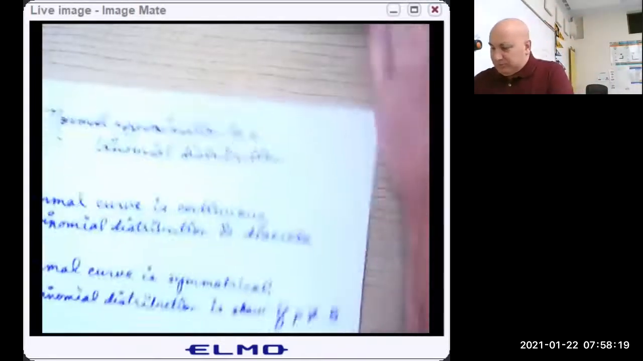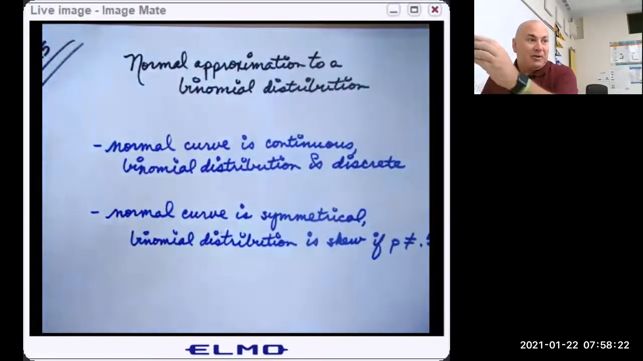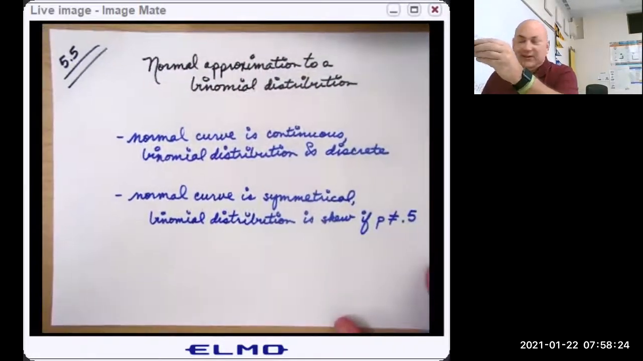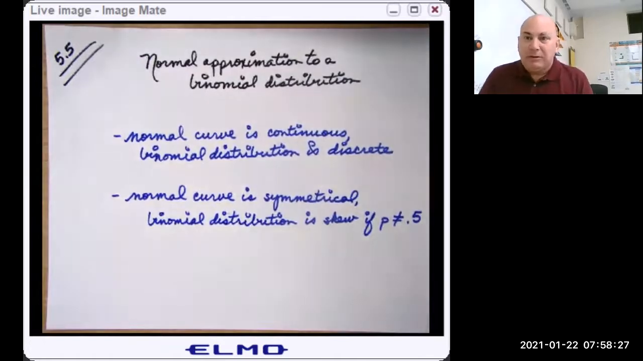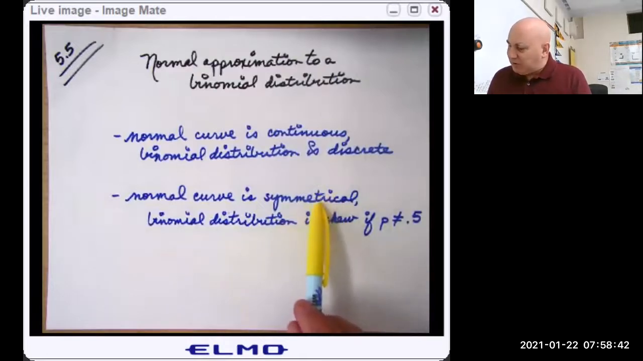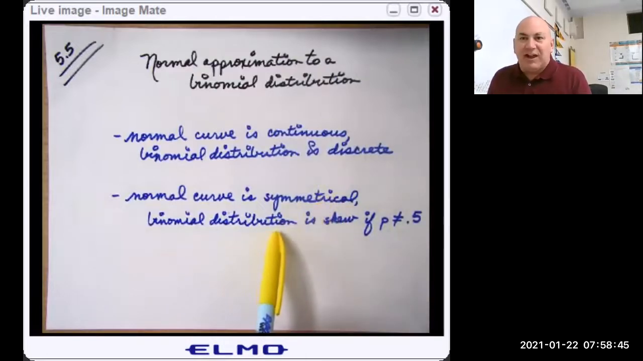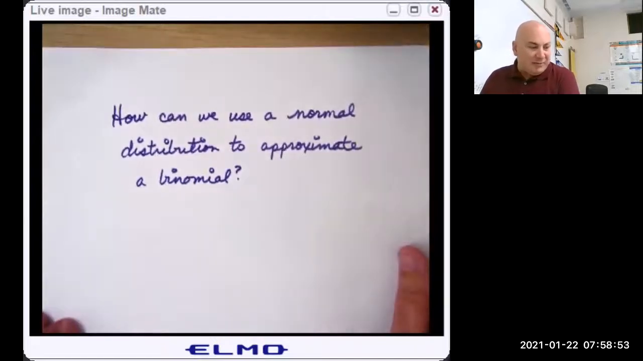So the normal approximation, well, here are some issues. The normal curve is continuous and the binomial is discrete. Yeah, but if you go back to that last example, if you have 501 rectangles, that's a lot of rectangles. We can kind of pretend that that's continuous at some point. And the normal curve is symmetrical, but the binomial distribution is not symmetrical unless p is 1/2. So how can we use the normal distribution to approximate a binomial? Well, here's how we're going to do it.